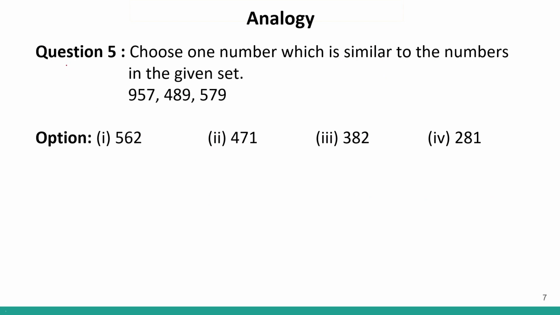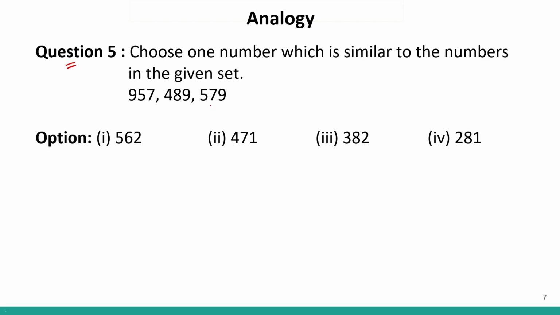Moving on to question number 5. Choose one number which is similar to the numbers in the given set. So we have 3 numbers now. These 3 numbers follow a certain logic, and we have to identify which option follows the same logic. These 3 numbers have the same pattern, so we have to identify that pattern.